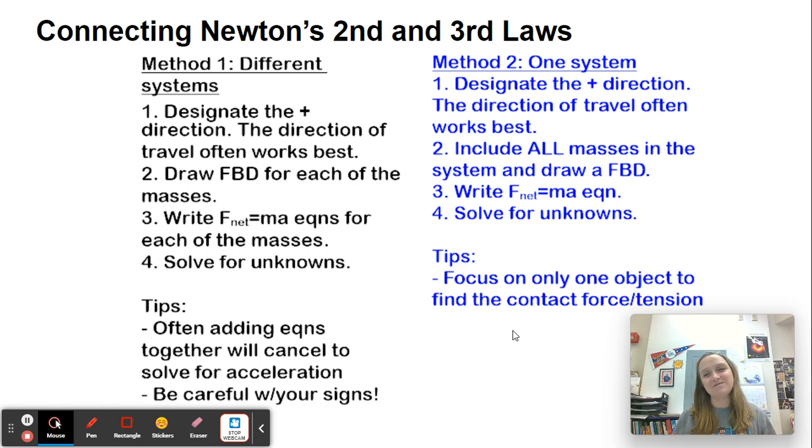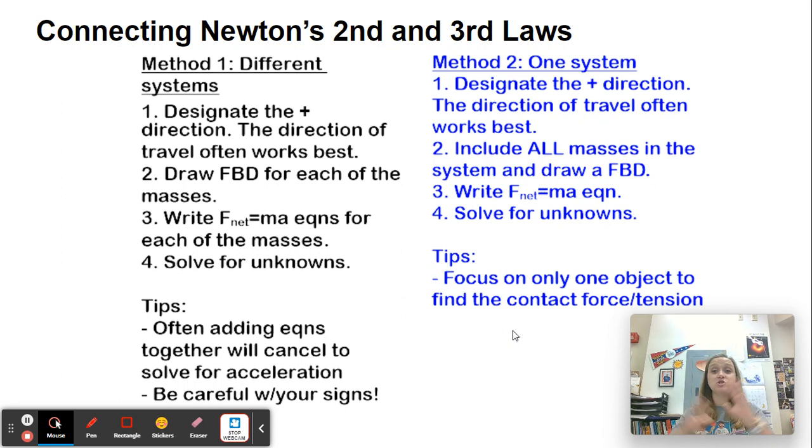All right, so there's two different methods for doing this. Method one is we're gonna solve it as two different systems. And I'm gonna do the same problem twice to show you we can do that. So method one, two different systems. We're gonna decide which direction is positive. We're going to draw a force diagram for each object. We're going to write F equals ma equations for the masses and solve for our unknowns.